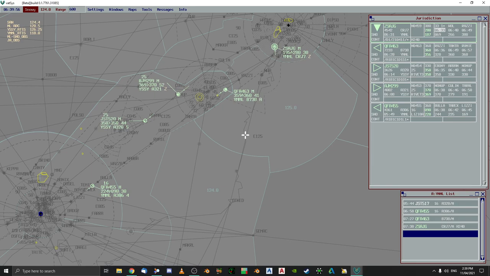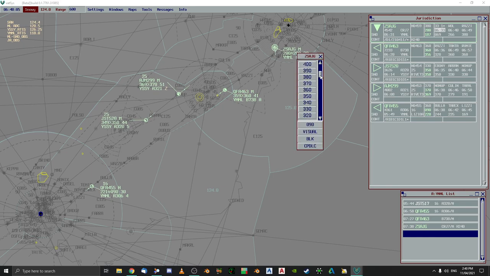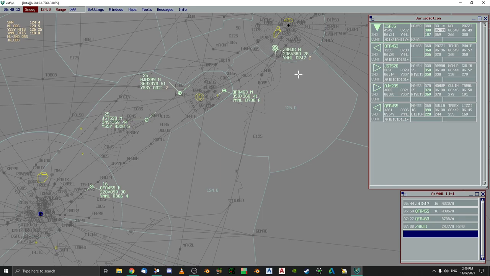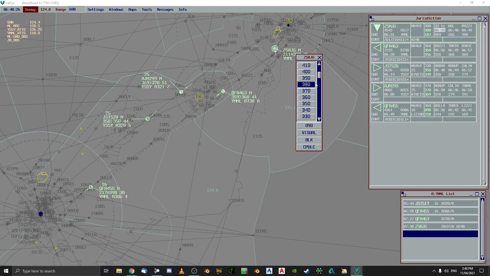Control, Alpha Julia Golf, have you? Alpha Julia Golf, g'day Melbourne Centre, climb to flight level 380. Yes, I've asked just to climb to flight level 280, if that's possible. Only to flight level 280. Alpha Juliet Golf, say again the required level. Flight level 280, Alpha Juliet Golf. Alpha Juliet Golf, Roger. You're re-cleared, amended flight level 280. Climbing 280, Alpha Juliet Golf.